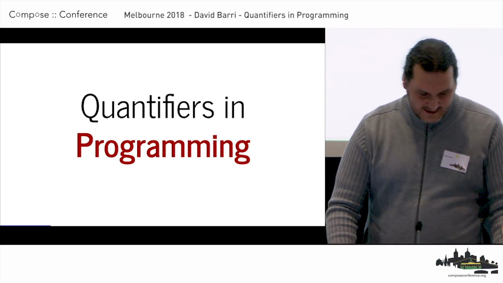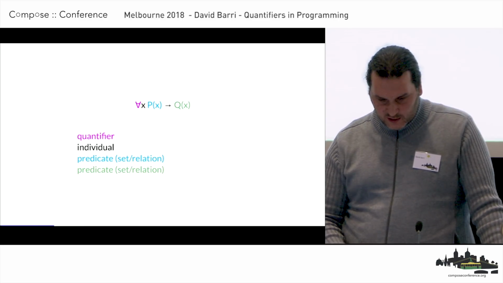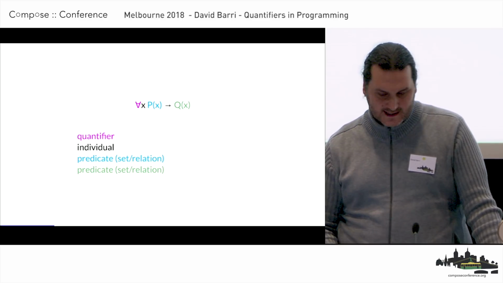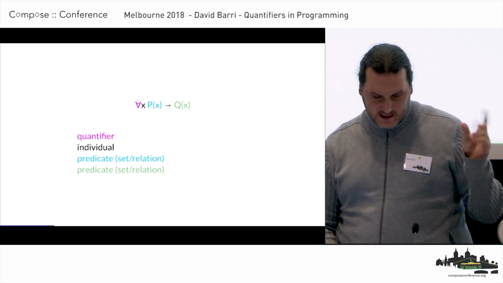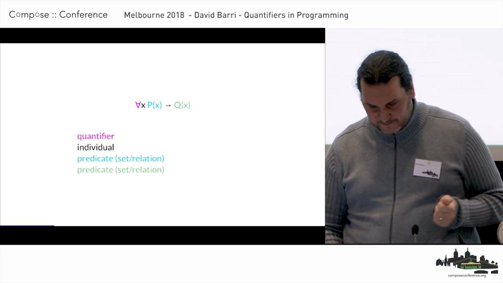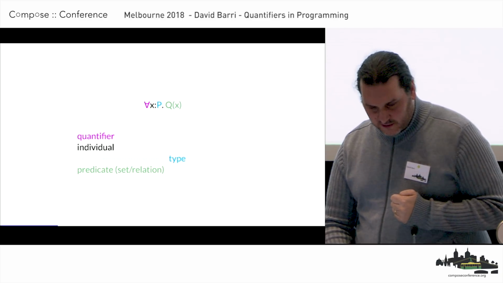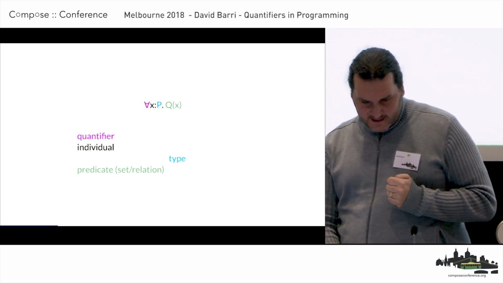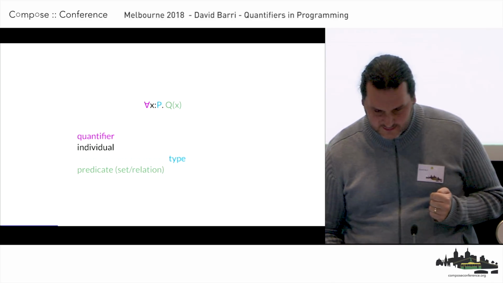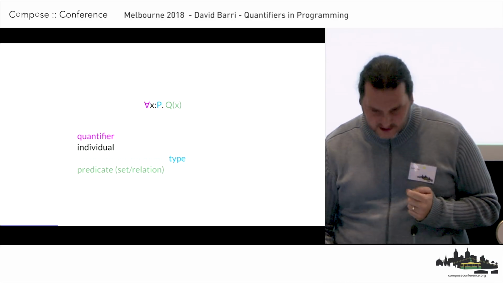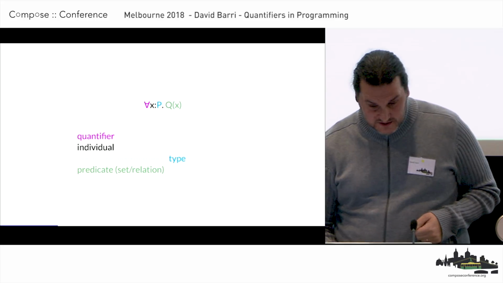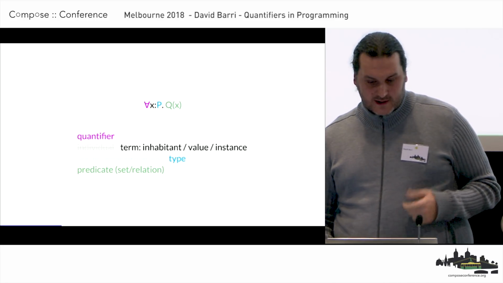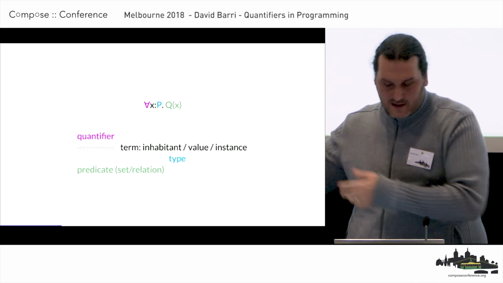Okay, quantifiers in programming. Let's start moving towards code. So we're looking at statements like this. I'm going to tweak the notation and the glossary a little bit. I'm going to say that P is a type from now on. So we're just going to mark that like this. You can think of a type as a set of values, which means that this X is now going to be a term, which you can think of as a value having type P.